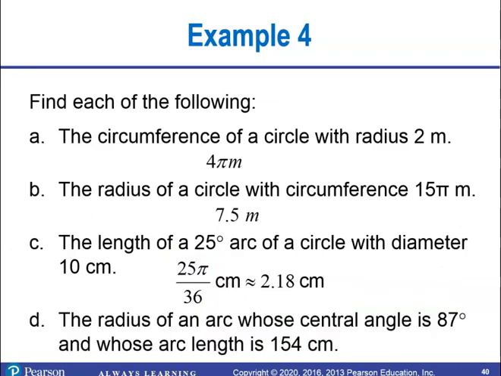Now I have a part D for you, way down here at the bottom, with not enough room to get it done, but we're going to do it anyway. So it says the radius of an arc whose central angle is 87 degrees and whose arc length is 154 centimeters. So remember, what we're looking for is radius. We're trying to find radius. What do we know? We have the angle of 87 degrees. Notice they called it a central angle. That's really what you have to calculate arc length. If you don't have a central angle, you can't use that formula. What do I mean by central angle? So a central angle is an angle that comes from the center of the circle.